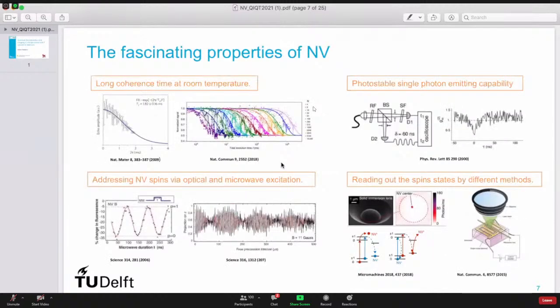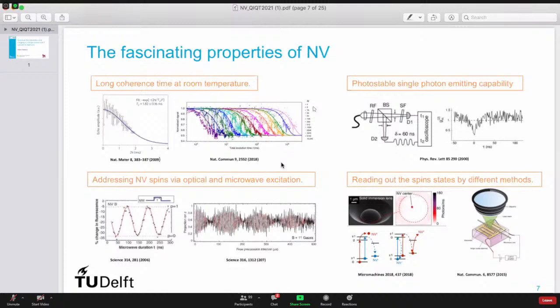So there are a number of fascinating properties of the NV center. For example, in 2009, this was a pioneering experiment which showed a long coherence time of the NV center. In this experiment, they used a conventional Hahn-Echo sequence to measure the coherence time, and they observed 1.82 milliseconds of coherence time. After that, a number of experiments have been done to study the coherence time in bulk and nanodiamond using many different dynamical decoupling sequences and all.